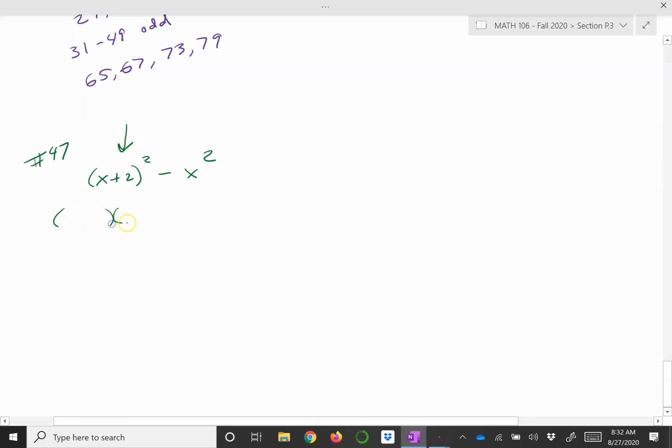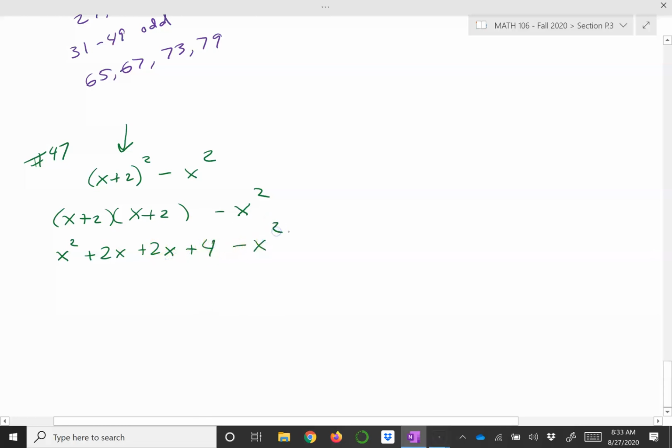If you remember, anytime you see a binomial, just two terms, and it's squared, you could separate it like this. That doesn't change anything with that minus x squared. Now you do this indicated FOIL right here. So you'll get x squared. And now this is one of those ones where the inner term is 2x and the outer term is the same. And then the last terms are 4.